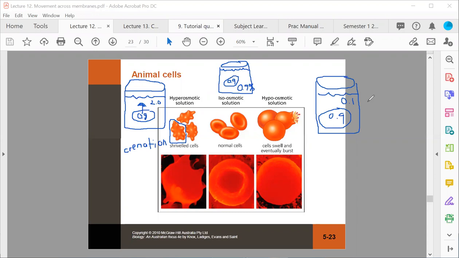The 0.1, correct. So this one, less concentrated here, has the highest free energy or highest water potential compared to the inside of the cell. So in which direction does water move? It moves into the cell, correct. So it will move from this region of higher free energy or higher water potential. Water will move into the actual cell.